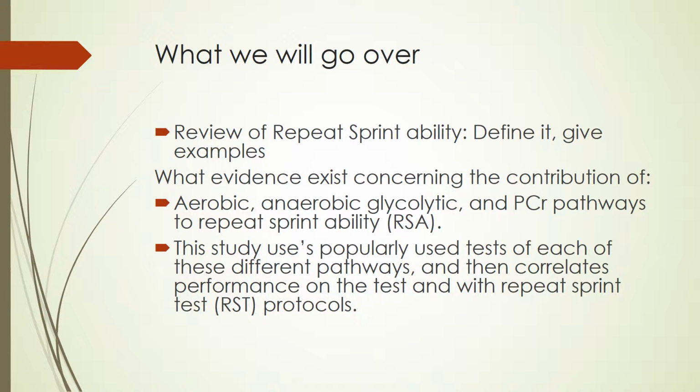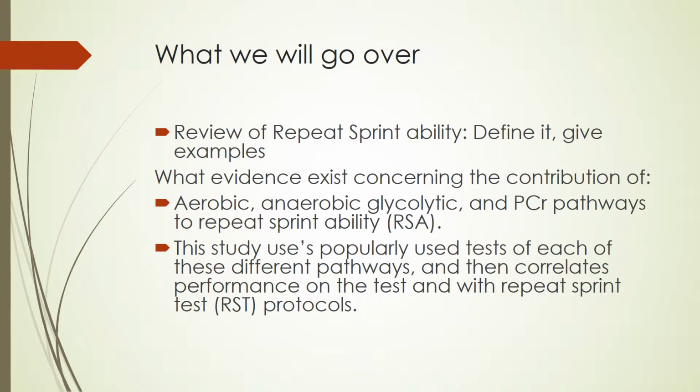So what we're going to go over, in this order pretty much, is a review of repeat sprint ability. We're going to define it, give some examples as to what it might look like, talk about the bioenergetics of it briefly, and then give some examples as to what training for each of these bioenergy pathways might look like.